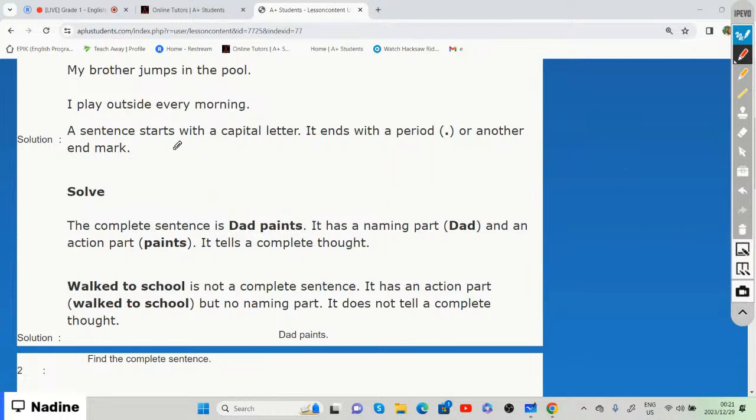Now, if we look at this sentence, "walked to school." Do you think "walked to school" is a complete sentence, or do you think it is a fragment? So "walked to school," is it a complete sentence or is it a fragment?